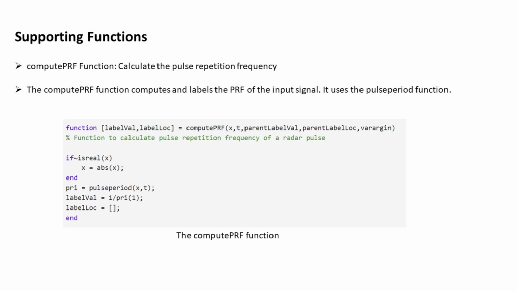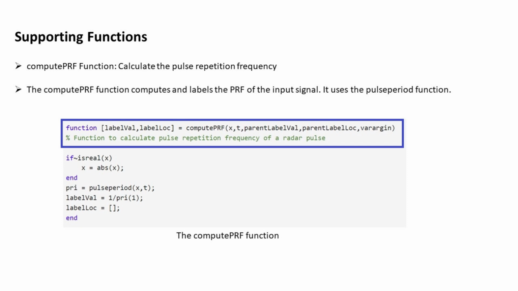Supporting functions. computePRF function: calculate the pulse repetition frequency. The computePRF function computes and labels the PRF of the input signal. It uses the pulsePeriod function. We will see the line-by-line explanation in the next slides.